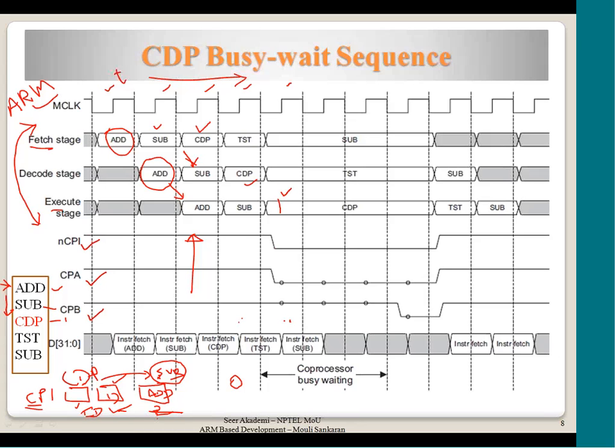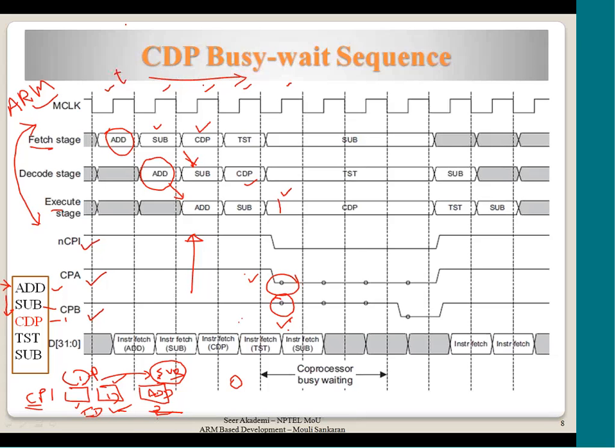Now, see here, the CPA signal has become low. What does it mean? One of the coprocessors in the system has accepted it. Coprocessor absent is low means it is present. So one of the coprocessors says that this instruction belongs to me, I want to take it, but unfortunately I am busy now, it may be executing the previous instruction. We don't know, because what happened before this, I am not showing here. So the coprocessor is not currently ready to take the instruction.